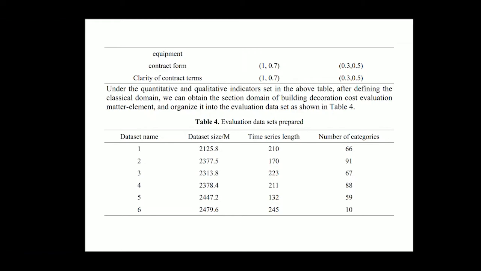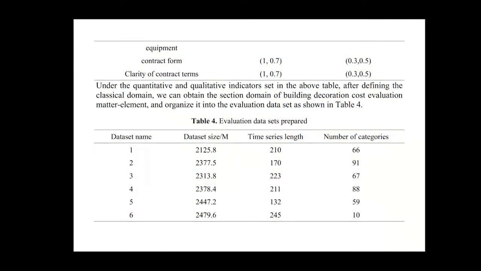Under the quantitative and qualitative indicators set in the above table, after defining the classical domain, we can obtain the section domain of building decoration cost evaluation matter element, and reorganize it into the evaluation data sets as shown in Table 4.